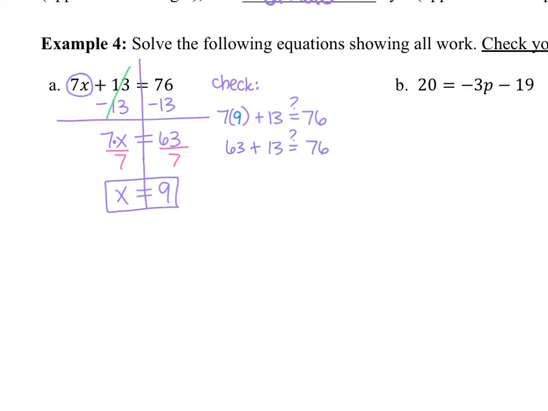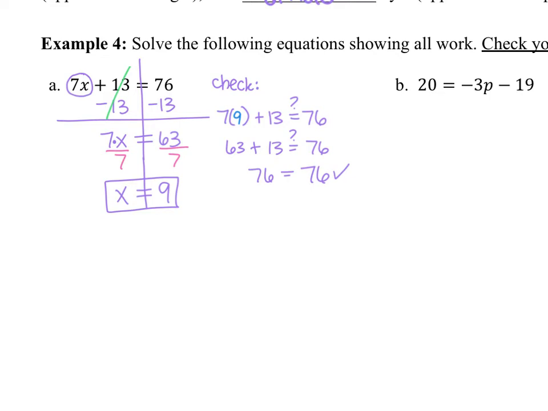So notice I'm carrying my question mark because I still don't know if it's right yet. And then I have recommended this to you before to use a calculator to make sure you're not making silly mistakes. But 63 plus 13 really is 76. So 76 equals 76, and we make a check mark and show that yes, we confirmed that it works.